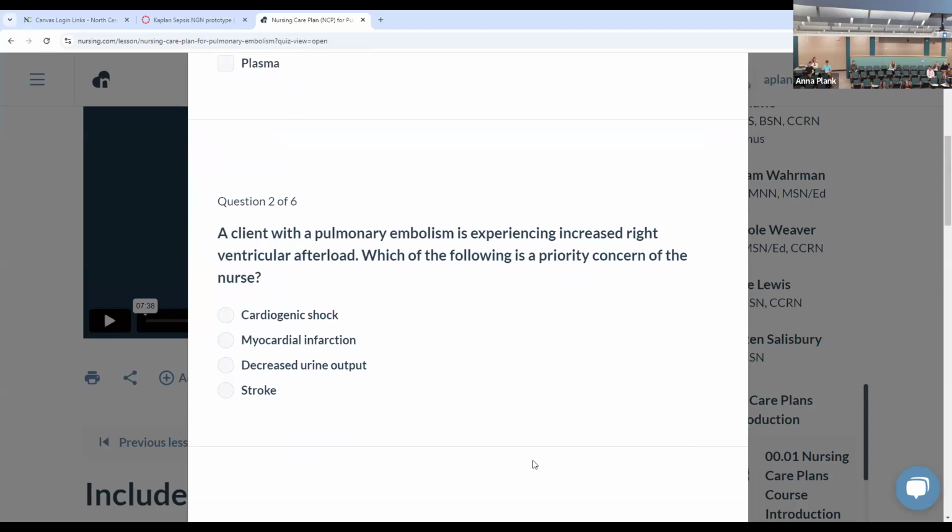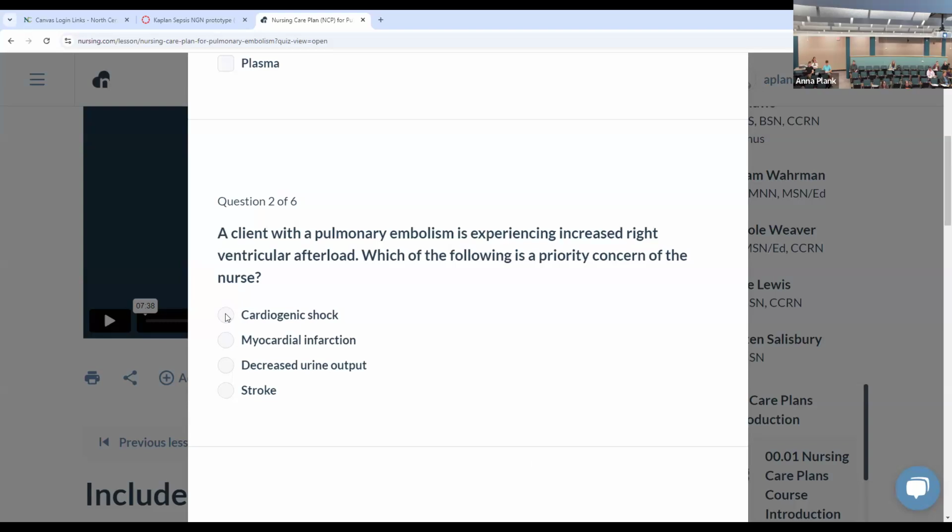So what is our priority concern? What of those has to do with how the heart's pumping? Cardiogenic shock? Are we at risk of a heart attack? Or decreased urine output or stroke? Anybody have any strong feelings other than cardiogenic shock? Do they have a strong feeling that MI is the way to go? Or the kidney? No? Okay.